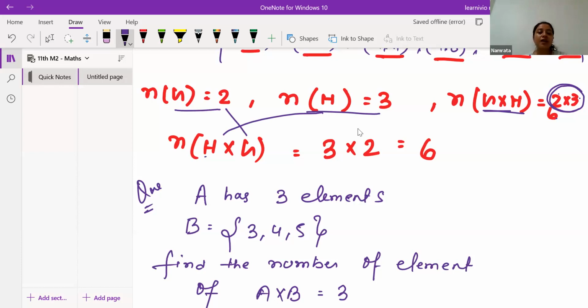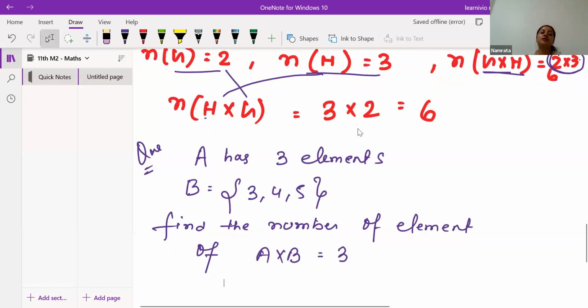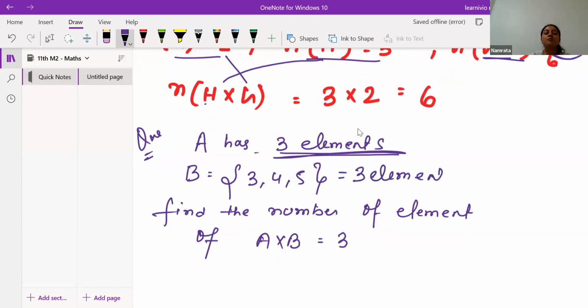Are you getting this? Yes, ma'am. So the total number of elements can be calculated without even knowing the set. If you know the number of elements of one and the number of elements of the other, and the total number of elements in A cross B is asked, you just have to multiply this number with that number. Are you getting, Lina? Yes, ma'am. So here A has how many elements? 3 elements. B has how many elements? Obviously 3 elements, we can count it. So A cross B will have 3 into 3, that means 9 elements total.